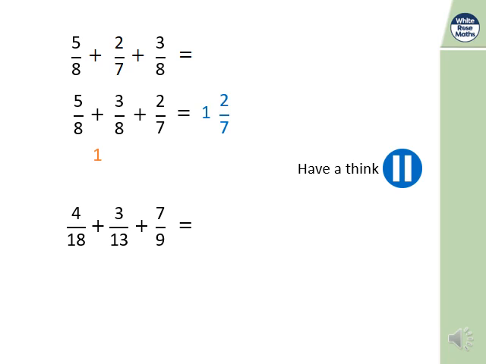Let's have a look at this question. Which one could we have changed that would have helped us work out this question? If you look carefully, we would have seen we could have done something with the 4/18 and the 7/9. Which one could we have changed? We could have changed 7/9 to 14/18, and then we could have added those together. 4/18 add 14/18 is 18/18, which is the same as 1 whole. And then that would have left us with our 3/13, giving us the answer 1 whole and 3/13. Well done if you managed to do that one.